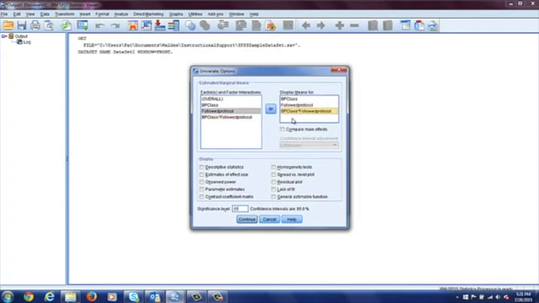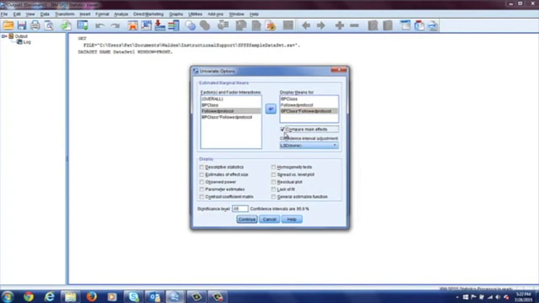So to be clear, a main effect is the effect of the independent variable on the dependent variable. An interaction occurs when the effect of the independent variable changes depending on another independent variable. So we're looking at, following the protocol or the blood pressure class, do they interact?